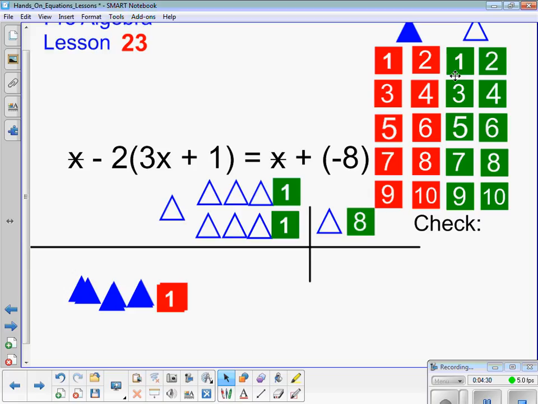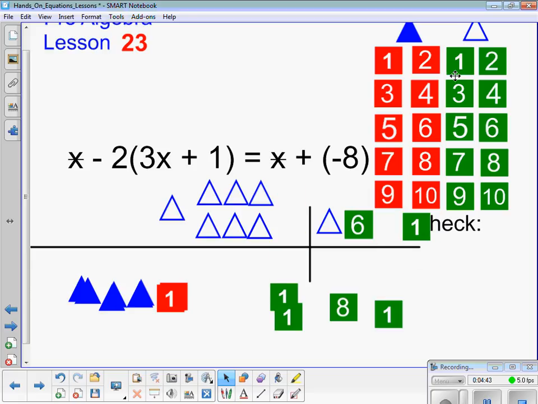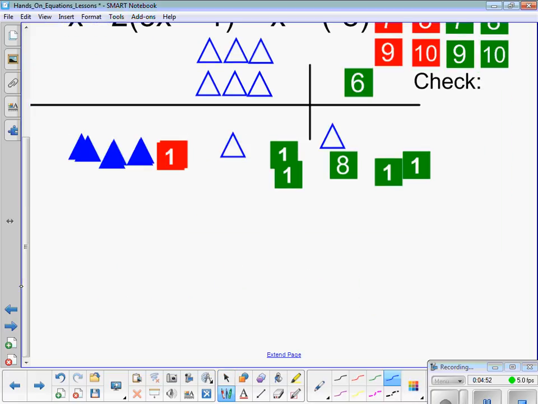Well, I notice I have 2 1s there and an 8. Well, an 8 is a 6 and a 1 and a 1. So I'm going to replace the 8 with a 6, a 1, and a 1. Well, now I can take away the 1 and the 1 and the 1 and the 1 from both sides. I can take away a star from both sides. I've got 6 stars equaling 6. Well, that leads me to believe that star is a negative 1, which would mean x is a positive 1.